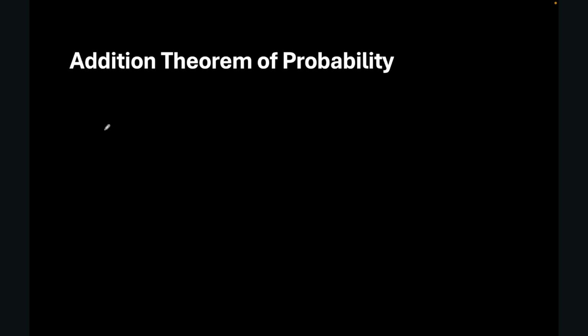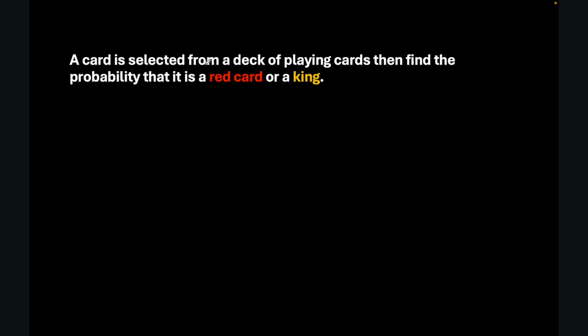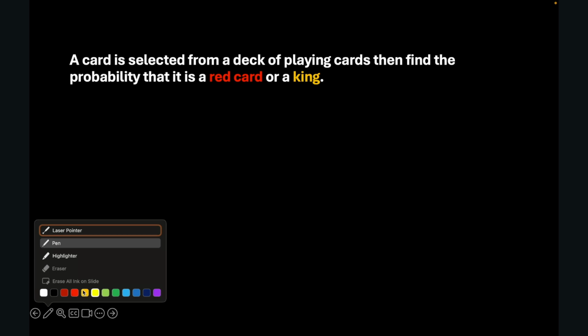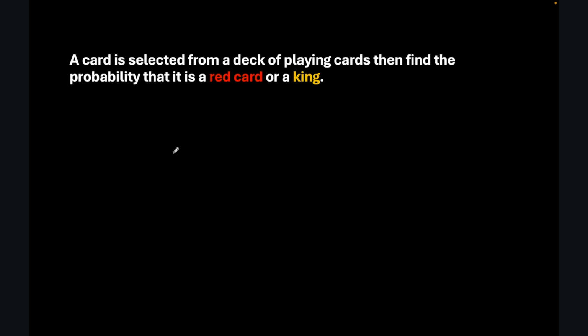Now we're on to the next part, which is called the addition theorem of probability. The name sounds really fancy, but I'm sure you've come across these things previously as well, so it should be a good revision if you have forgotten it. Before we start with the formulas and the special cases, let's try solving this question. If you want to, you can pause this video and give it a shot. We're told that a card is selected from a deck of playing cards, and we need to find the probability that it is a red card or a king.